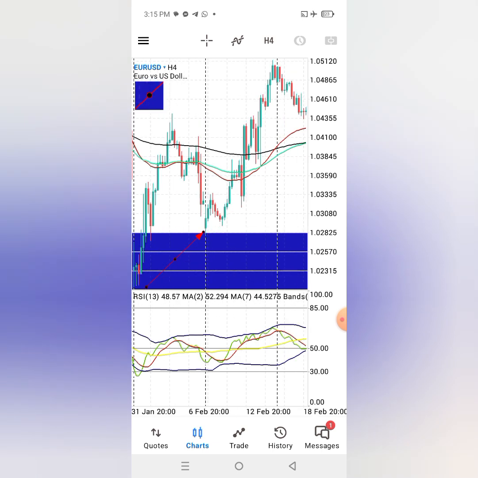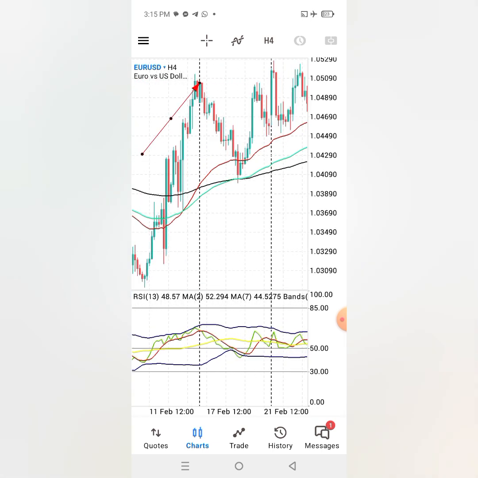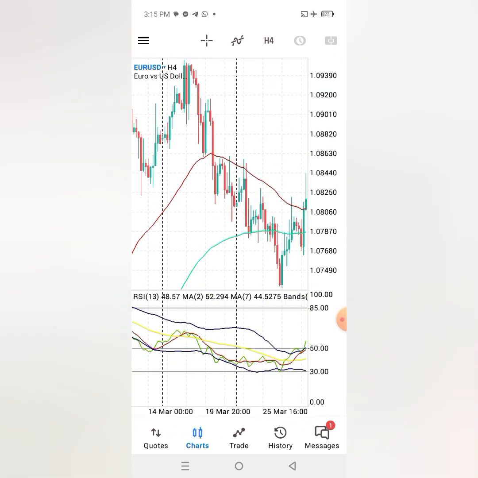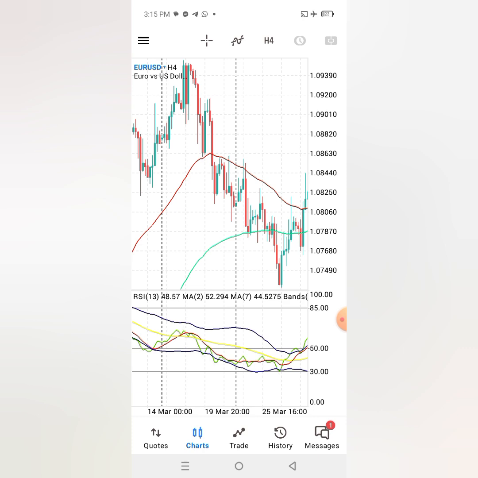Look at that. After it visited, look at that movement. Look at that, guys. The market is just going up. So, guys, this is how you trade.